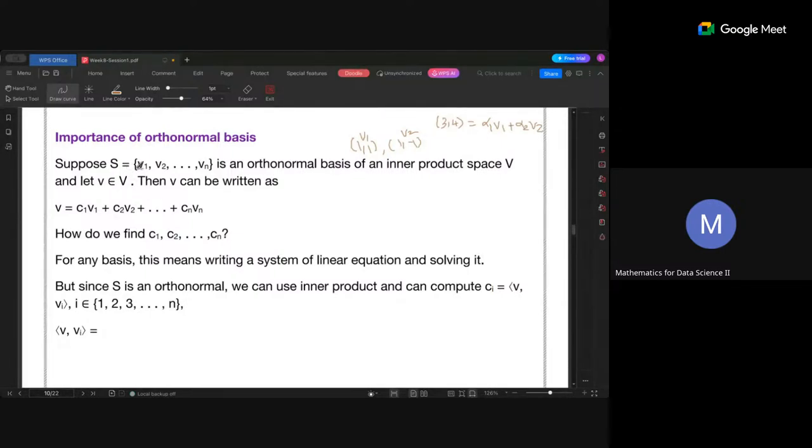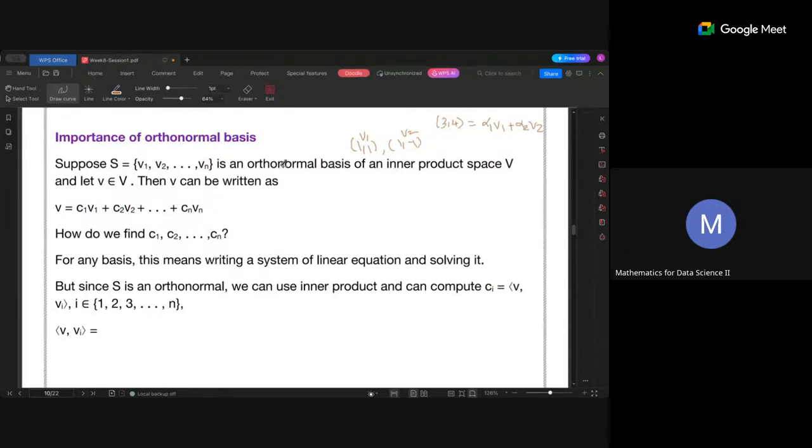Suppose let us say S is an orthonormal basis of an inner product space. And let V be some element from V. Now you know that since it is a basis, you can write this V as a linear combination of the elements of S. Right. Now, how do we find C1, C2, Cn in general? We solve some system of linear equations, right? We get this by solving a system of linear equations.